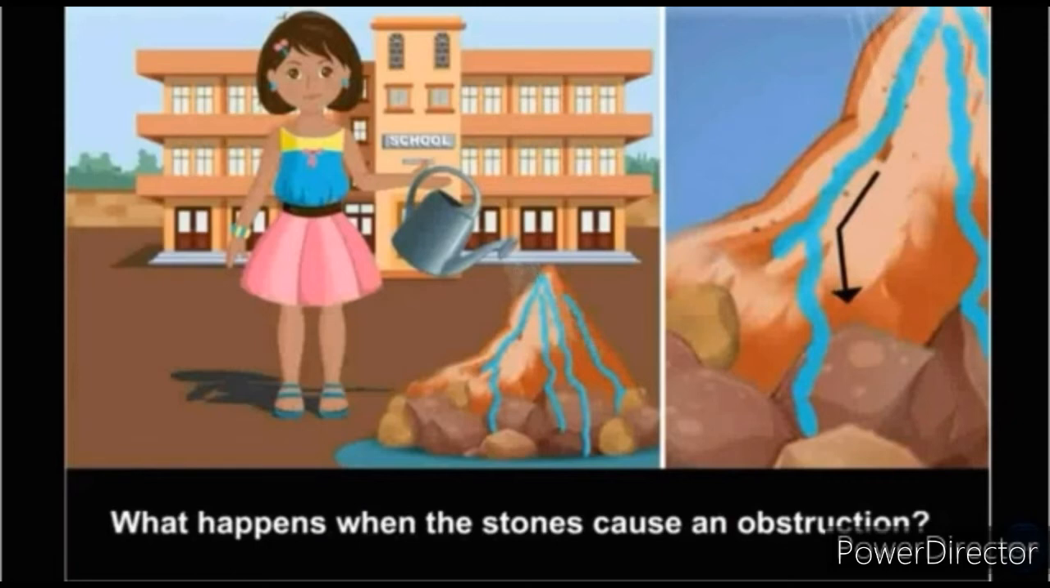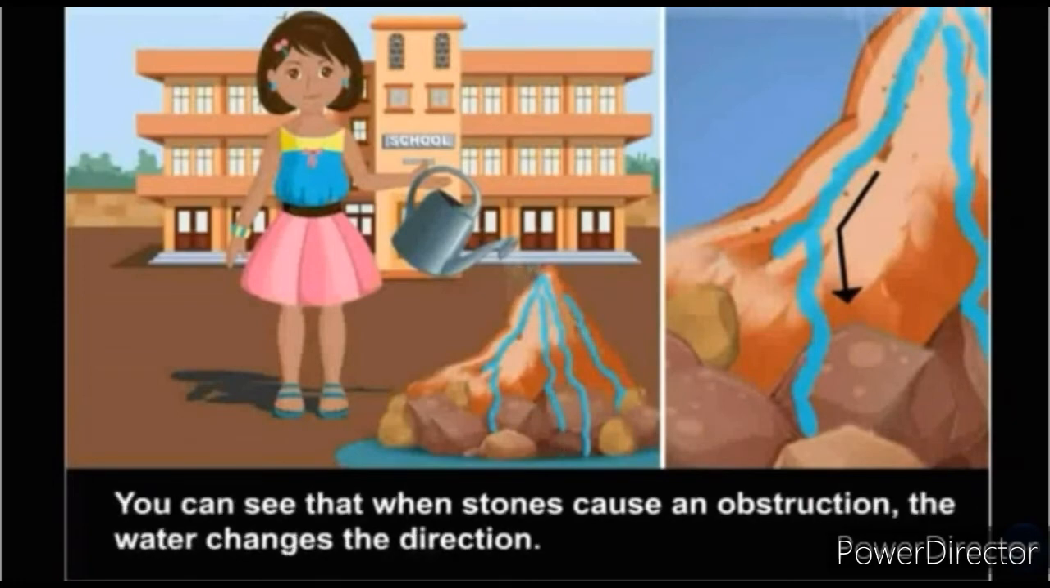Fourth one, what happens when the stones cause an obstruction? Obstruction means the stone is breaking the flow of the river. You can see that when stones cause an obstruction, the water changes direction. When the stones come in between the water which is flowing from upward, the water changes its direction where the stone becomes an obstruction. Okay, see.